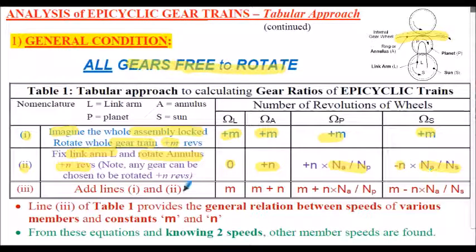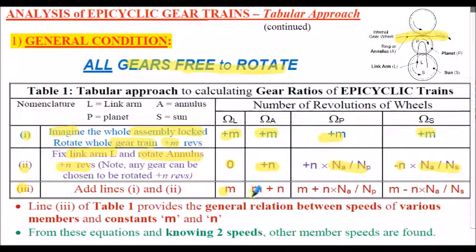The third row is the easy one. It just simply adds up the first and second rows. So if I take my speed of the link arm, initially it was plus m, then we fixed it. So when I add the two up together, I'll get just plus m. That's where that comes from. So I'm just literally adding up my column here. For the annulus, we had a plus n to begin with. We had a plus n because we rotated it in positive n.